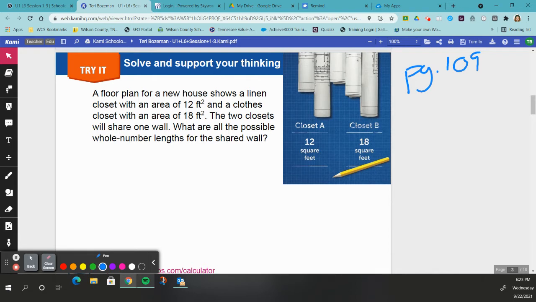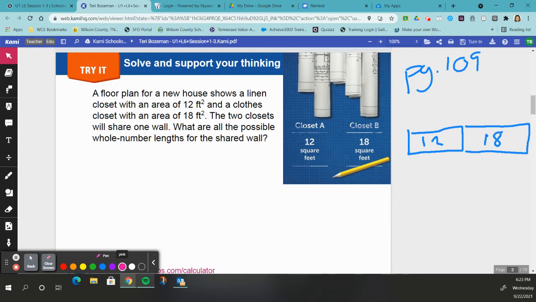So this person is drawing up the floor plan. So if you have ever seen a floor plan for a home, then they have all these little boxes that represent closets and rooms and all kinds of things. And typically our closets are in the shape of a rectangle or square. So you have a linen closet that is 12 feet squared in area and a clothes closet with 18 feet squared. Well, let's think about this.